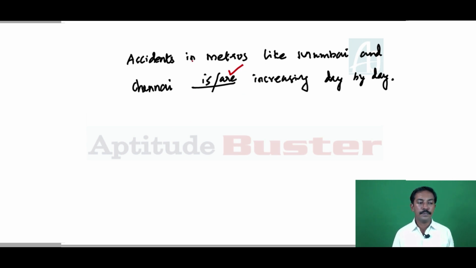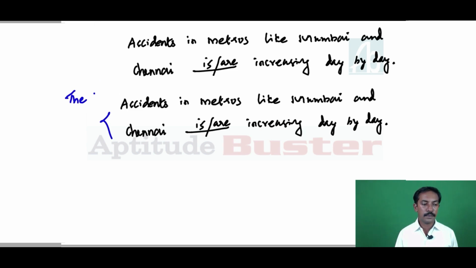I'd like to give you another example. If I add a phrase, "the number of accidents in metros like Mumbai and Chennai," which verb will you choose? Will you choose the verb "is" or the verb "are"? If you are in doubt, of course, your doubt is really valid, because what we have understood is that whenever we use a singular noun, we take a singular verb. In subject verb agreement, a singular noun should take a singular verb and a plural noun should take a plural verb. But the problem here is you have been given a phrase which consists of a singular noun and a plural noun. That's where the trouble is.